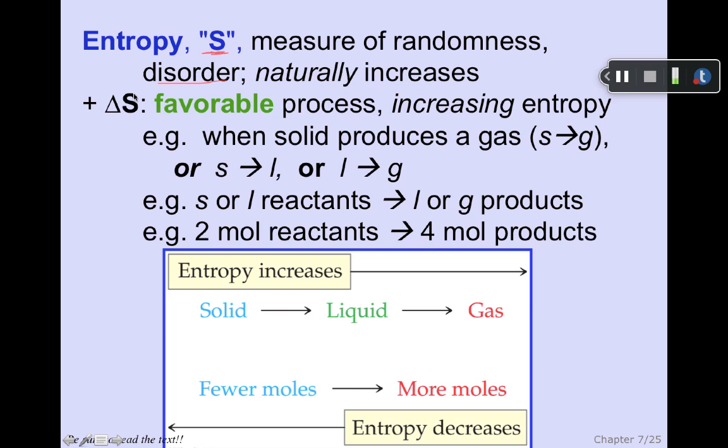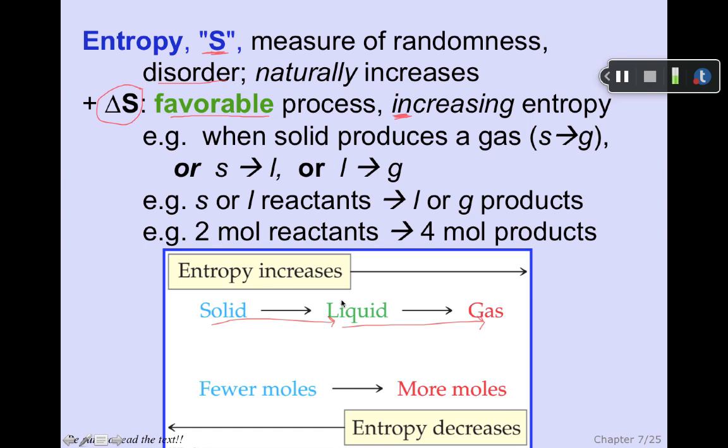So whenever the change of entropy is positive, that means that it's a favorable process because the entropy is increasing. Whenever entropy is increasing, that's a favorable thing. So becoming more random is favorable. Examples of that would be when a solid is producing a gas, or as shown at the bottom of the screen here in this diagram, when a solid turns to a liquid, that's an increase of entropy, or a liquid turning into a gas, or a solid going all the way to gas.